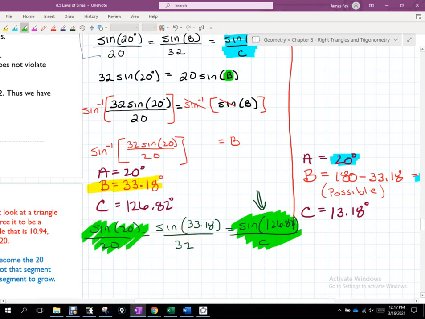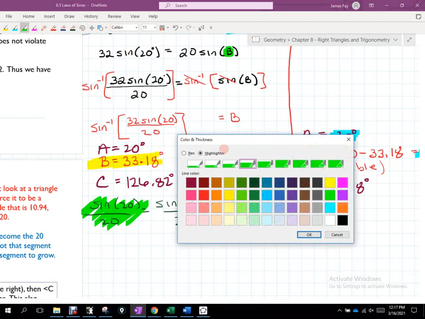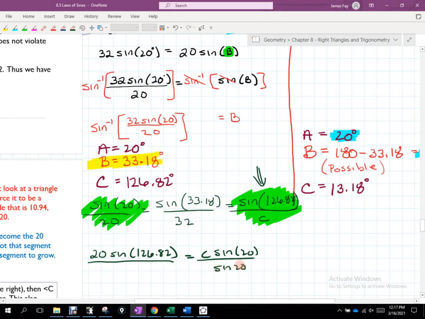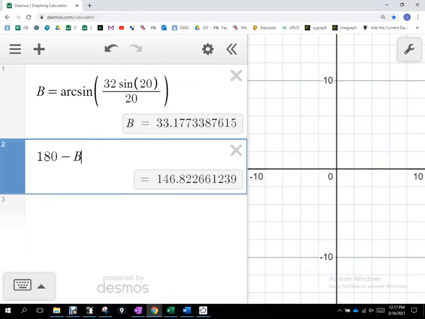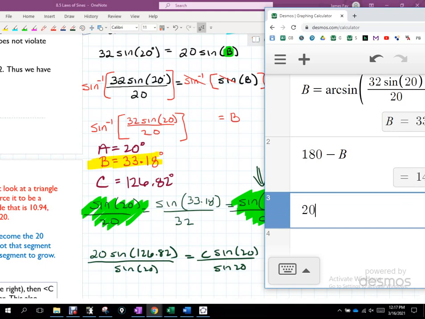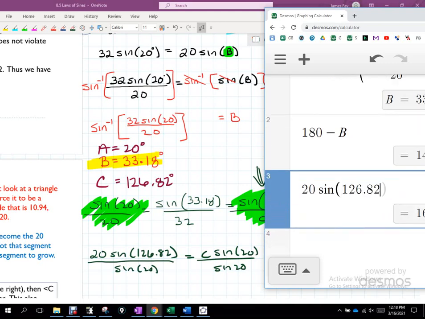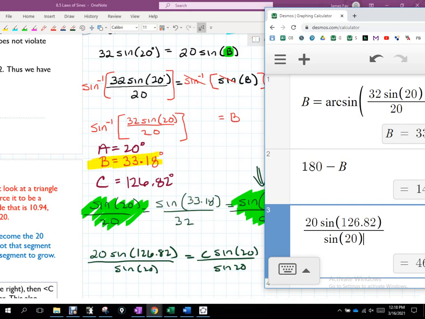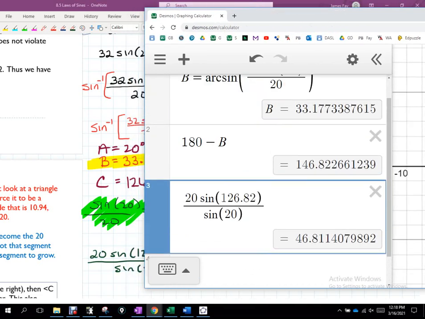Yep. And now that turns into a problem just like we did yesterday. I'm going to cross multiply, so I'll get 20 sine of 126.82 equal to, cross multiplied, C sine of 20. Divide both sides by sine of 20. All right, so I'll write down what C is. So we're looking at 20 sine 126.82 divided by sine of 20, which is 46.81.